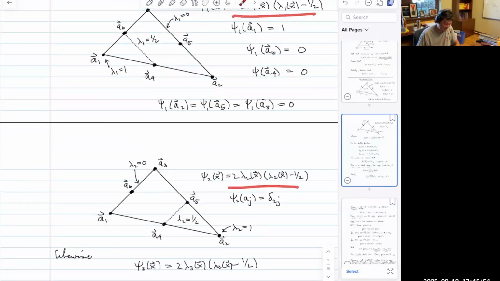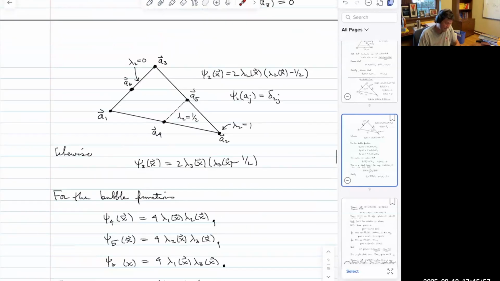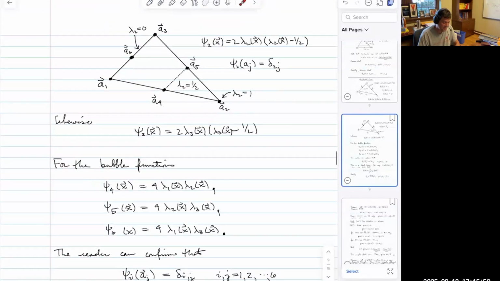That is the same as that is the same as that. All I'm doing is rotating this index around. Now, the bubble functions are different. The local bubble function should be 1 at an edge midpoint, and it should be 0 at all other points. So let's see how this works.